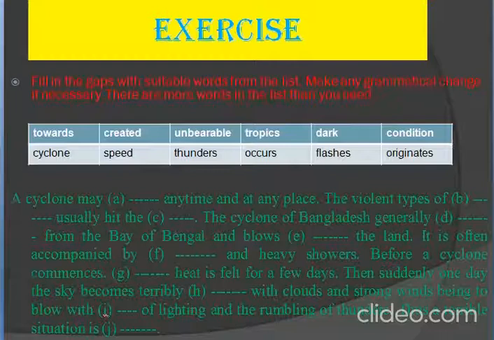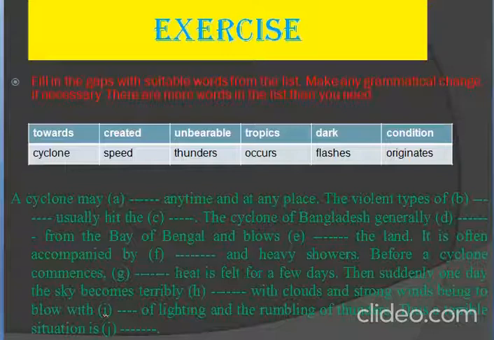A cyclone may blank any time. May is a modal auxiliary, okay? So after a modal auxiliary, use the base form of the verb. A cyclone may occur anytime and at any place. The violent types of blank usually hit the blank. After the preposition use a noun: cyclone. Okay, the violent types of cyclone usually hit the tropics. The cyclone of Bangladesh generally blank from the Bay of Bengal, the source of cyclone. Okay, so number D, originates.